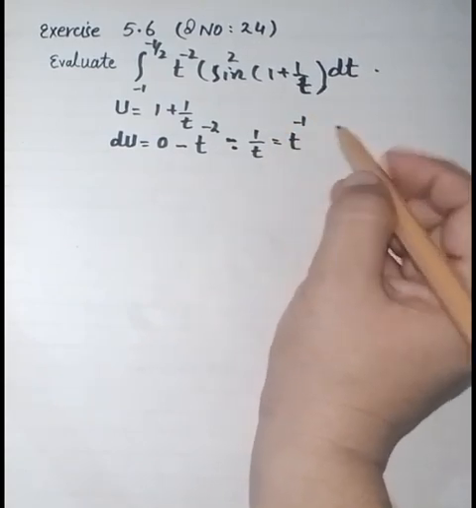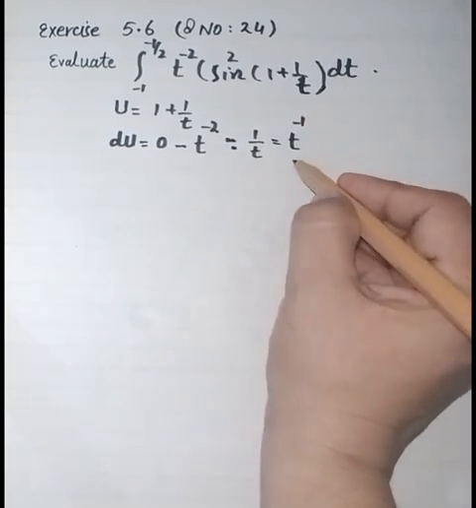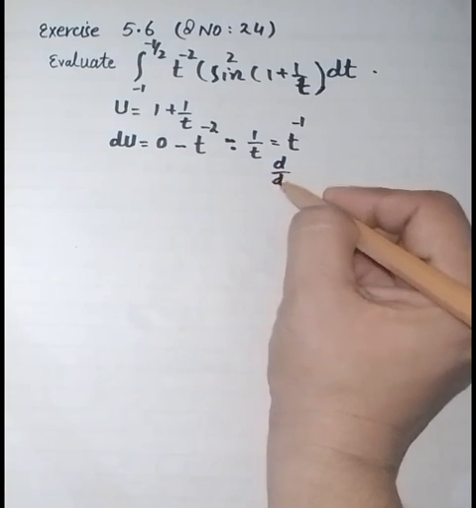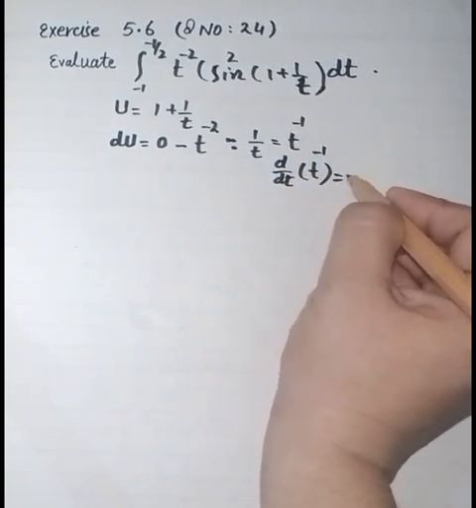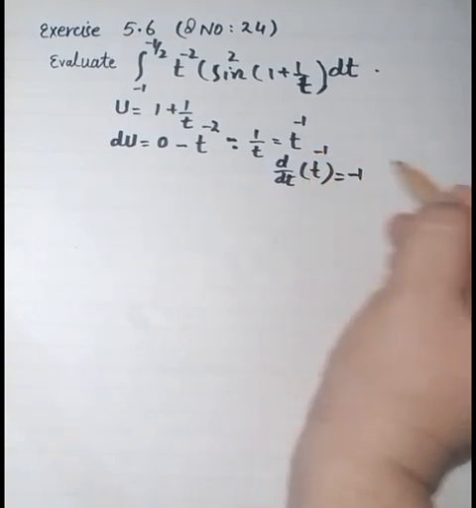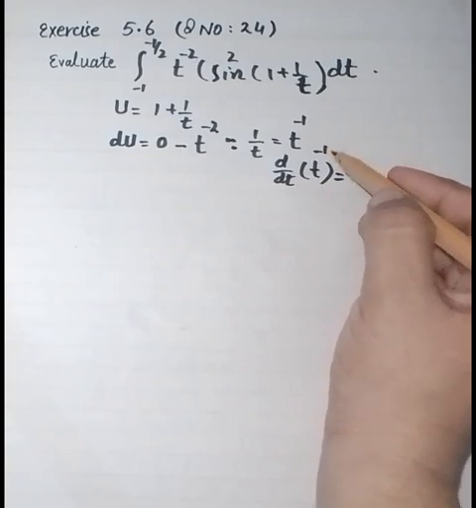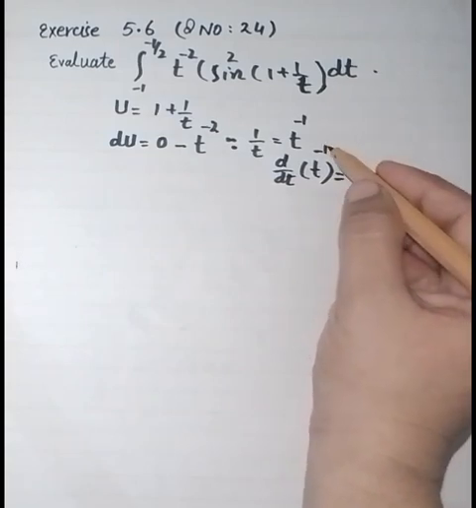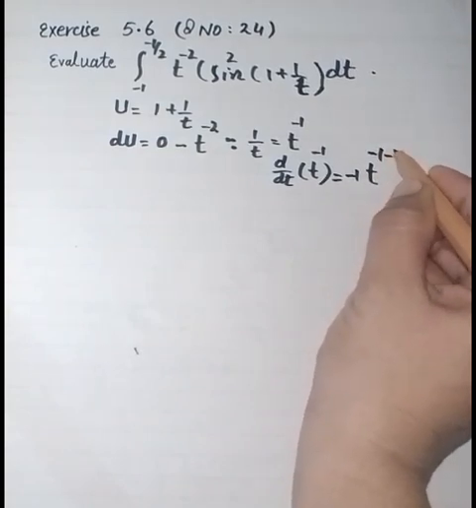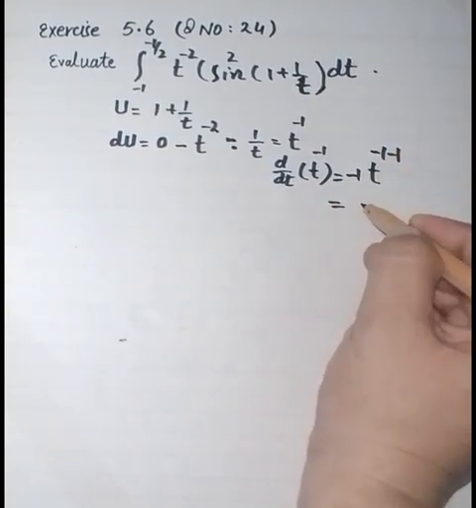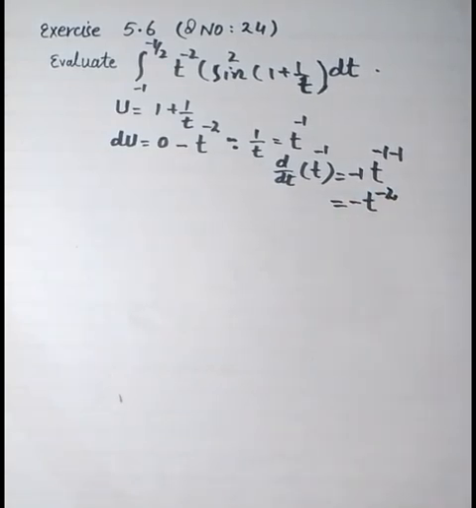If we differentiate t to the power of minus 1 by applying the power rule, then d by dt of t to the power of minus 1 is equal to minus 1. Here the power comes down and we reduce 1 from the value of the power. So if we reduce 1 from here, then it will be t to the power of minus 2, which is equal to minus t to the power of minus 2.